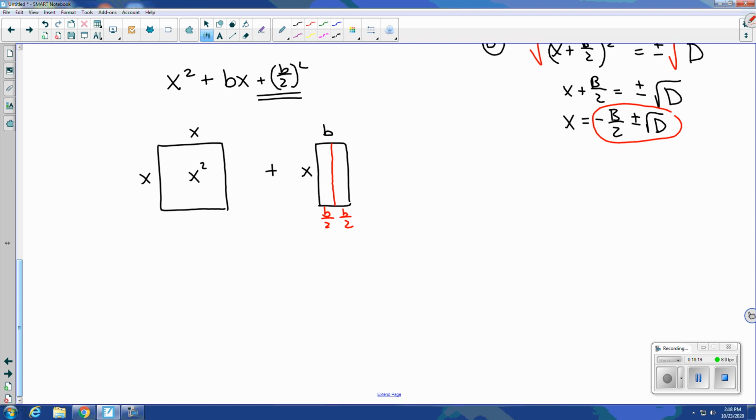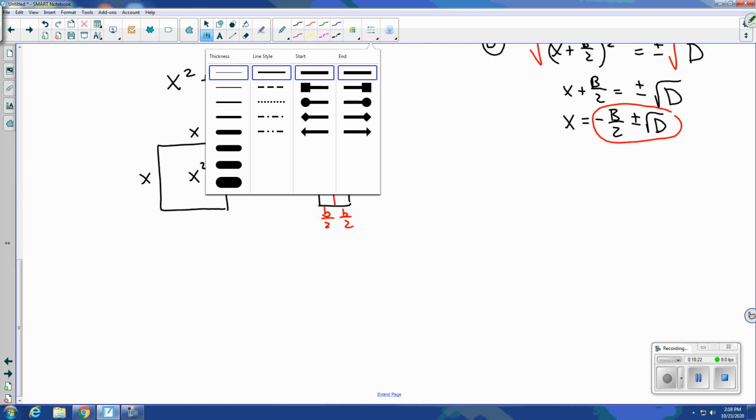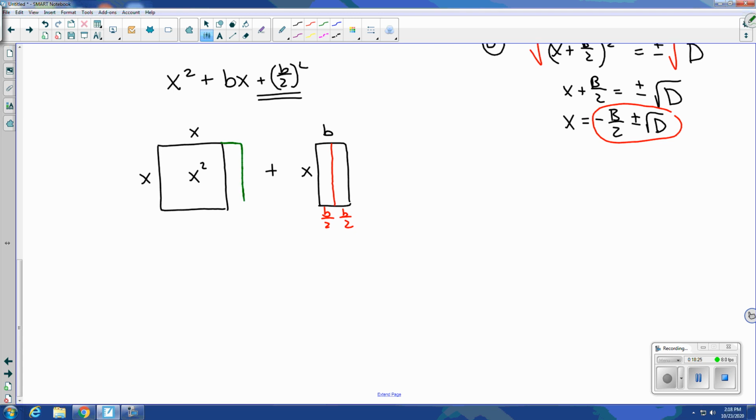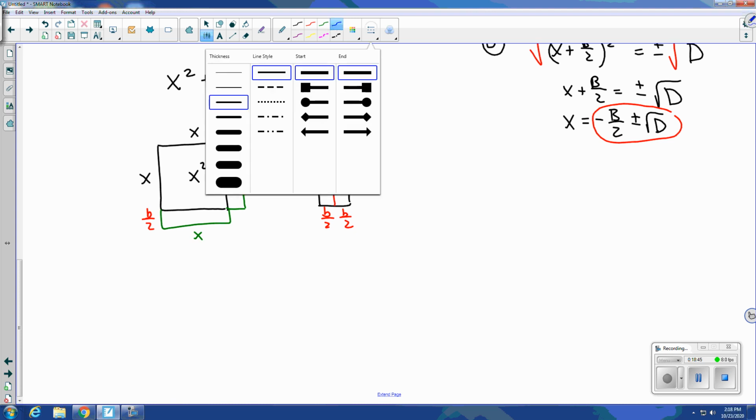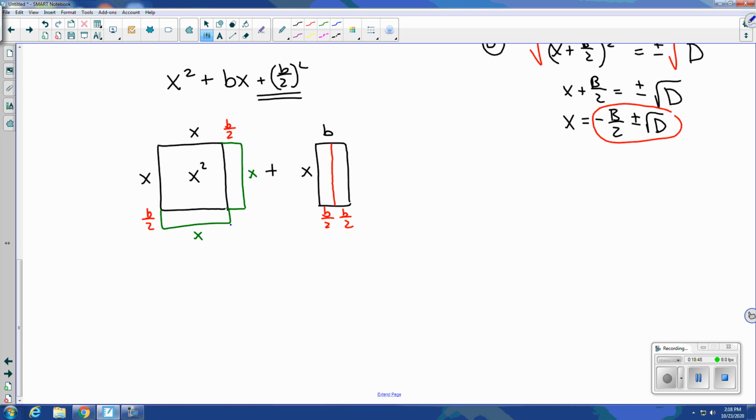And I can take each of these sub-rectangles that I've just made and attach it onto the side of the square. So I split the original rectangle that was b by x into b over 2 by x. So each part has b over 2 as the new width when I split it in half. The lengths are still x. You'll notice there's a piece missing in the bottom. And adding in that piece, that is the completing the square. We are literally completing a square, hence the name.